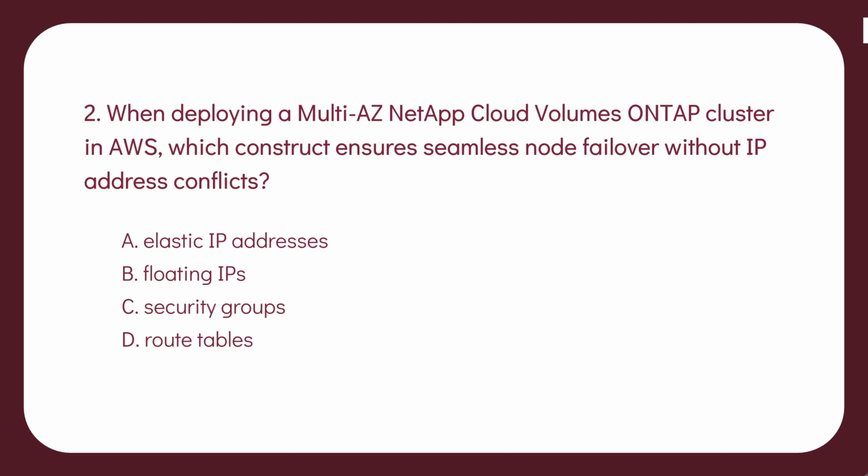So, the correct answer is: floating IPs let the system smoothly switch between nodes without causing any issues. It prevents IP address conflicts, keeping everything working when a failover happens.